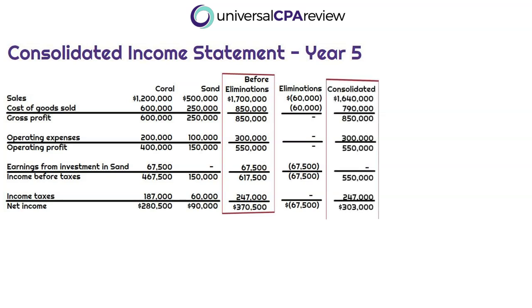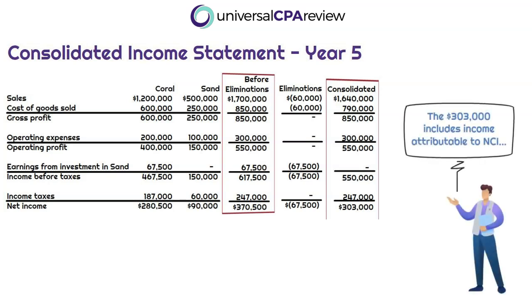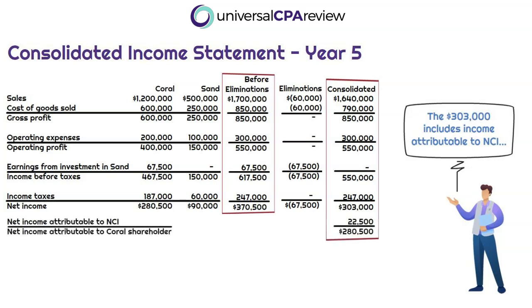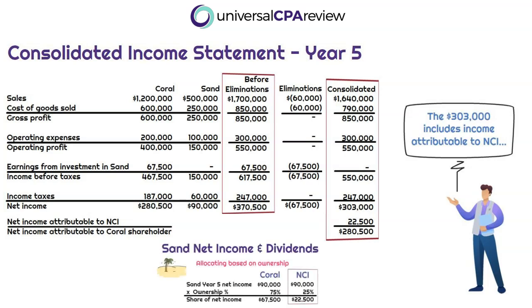So now we have the consolidated column, and this is basically Coral plus Sand, and then we eliminated any intercompany activity as well as the equity investment in Sand, the earnings from that. That tells us net income is $303,000. But that is for the assumption that 100% of Sand is owned by Coral, and that's not true. So we have non-controlling interest. What we need to do is back out the share of net income that relates to non-controlling interest. That's 25% times the 90,000, which we already calculated, and that was 22,500.